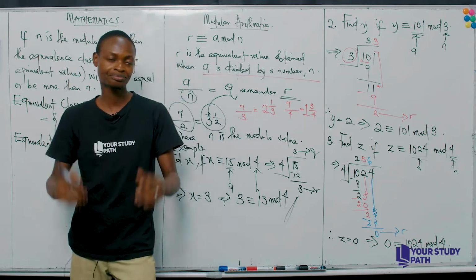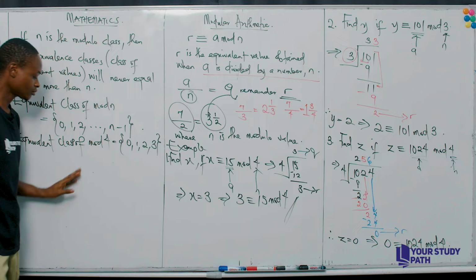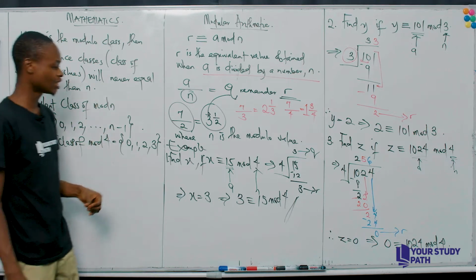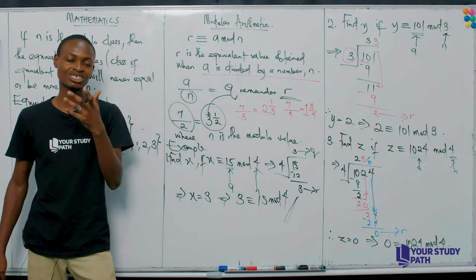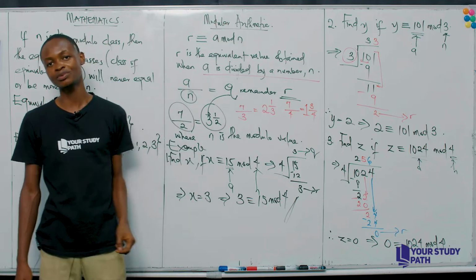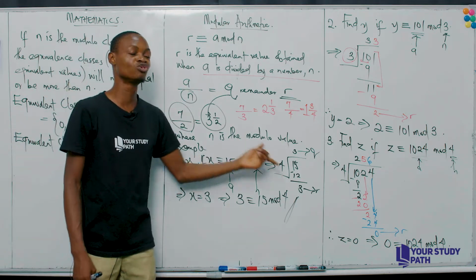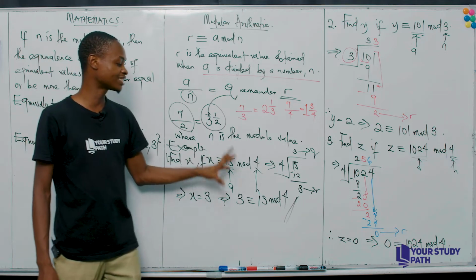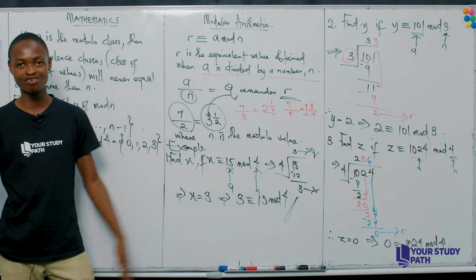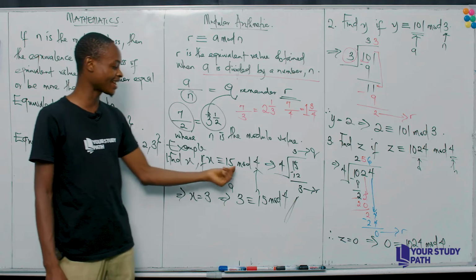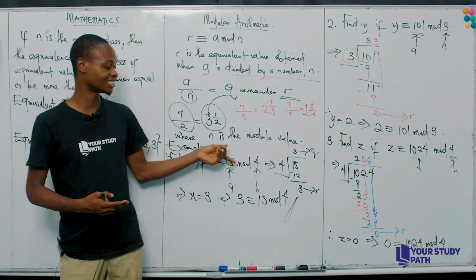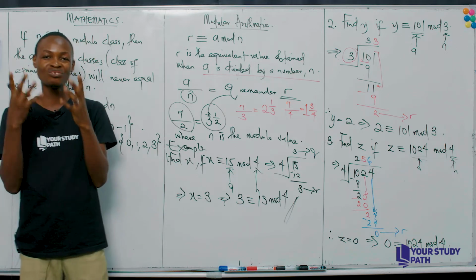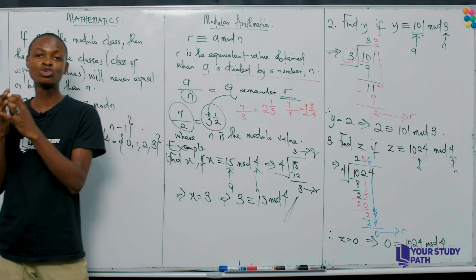Now, what does it mean when we have something like 15 mod 4? This leads us to the reason why we have to carry out modular arithmetic. Because we now have 15 mod 4, and 15 is obviously a number bigger than 4, but it cannot exist in a modulo class of 4. So we need to be able to convert 15 into a number that is equivalent to 15, but in the modulo class of 4.